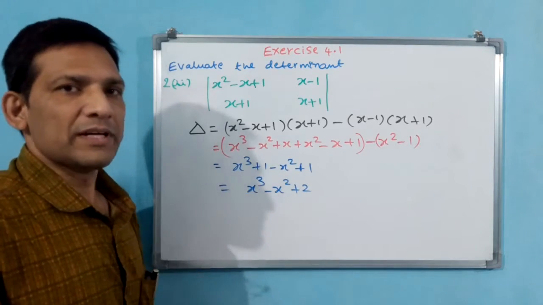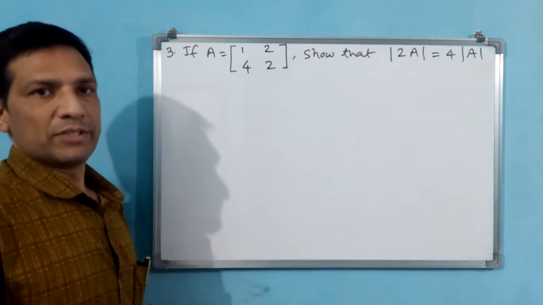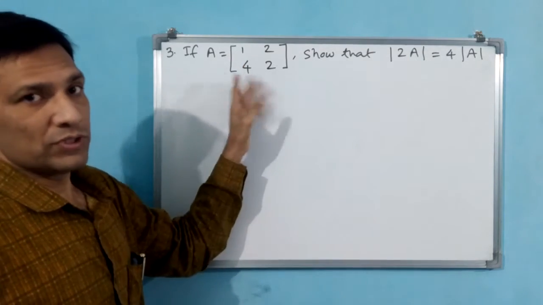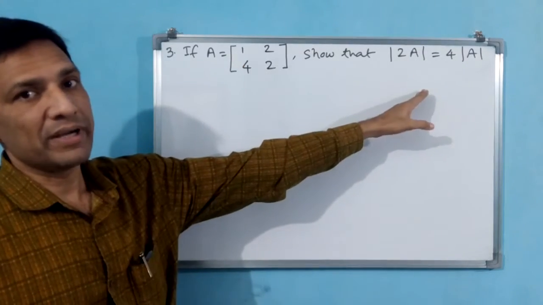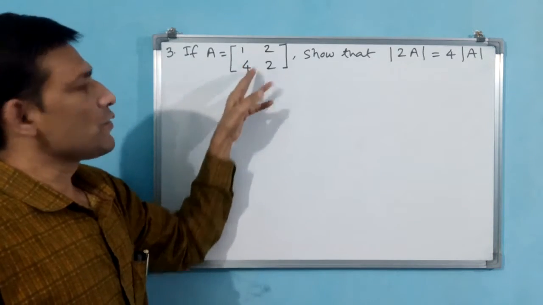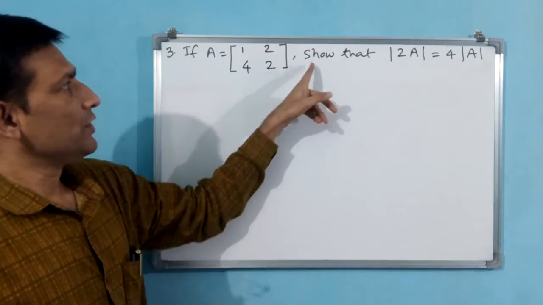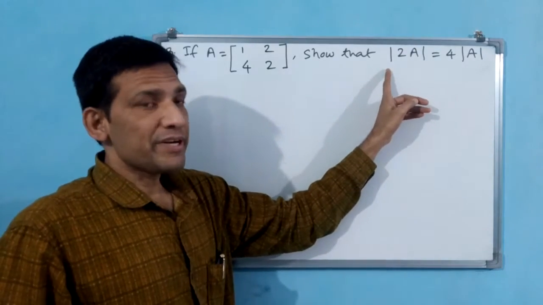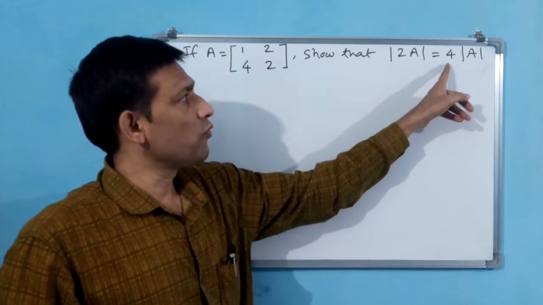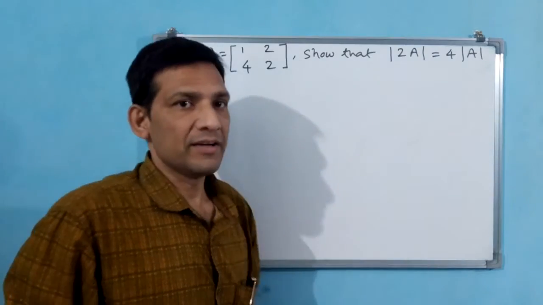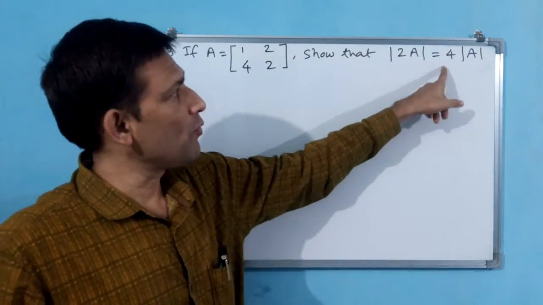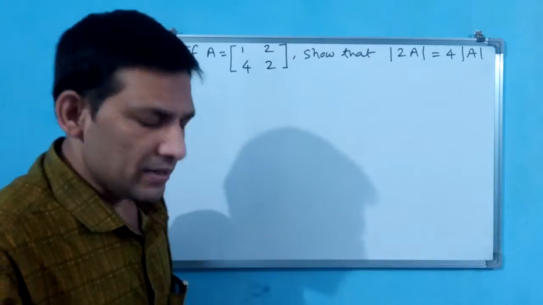Note down, we go for the third question. See the third question. If matrix A is equal to 1, 2, 4, 2. See, they have given a matrix and are asking for the determinant. Okay? 1, 2, 4, 2 is matrix A. Here A they have given. Show that determinant 2A is equal to 4 determinant A. Like this you have to read. How to read? Determinant 2A is equal to 4 determinant A.